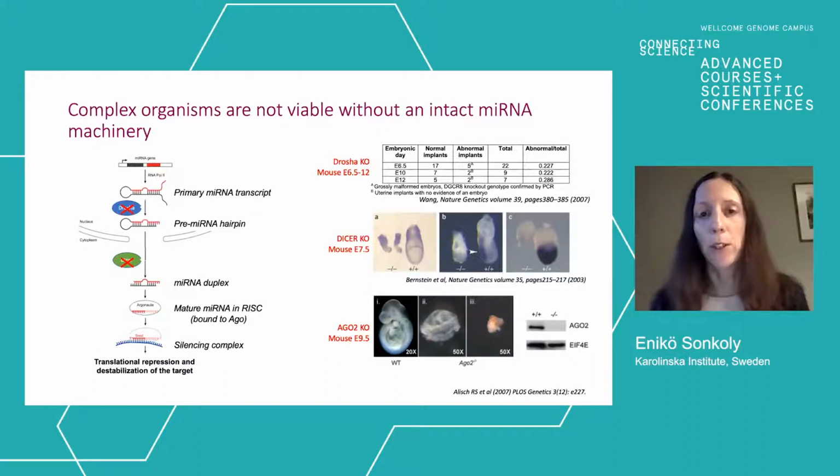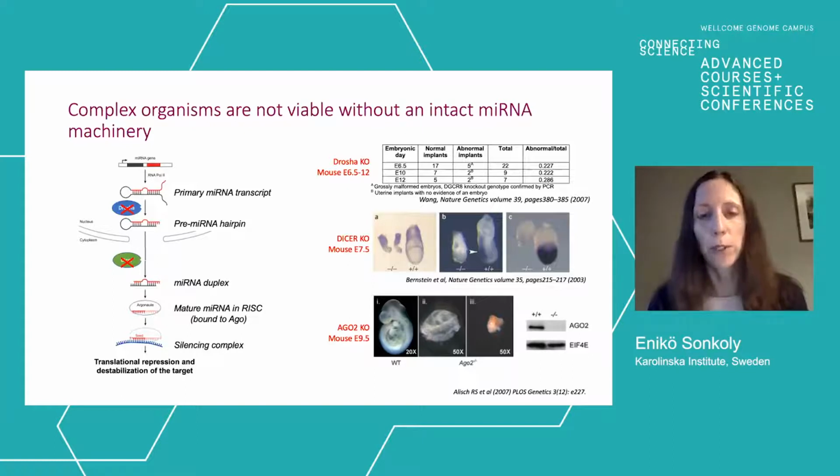These mice did not make it very far. So they were not viable. They did not make it further than embryonic day 6.5 to 9.5, when Dicer, Drosha, or Ago2 was deleted. So this is what happens if we remove the microRNAs in the whole body. But what happens if we remove them specifically in the skin? Can skin development go on normally without microRNAs?